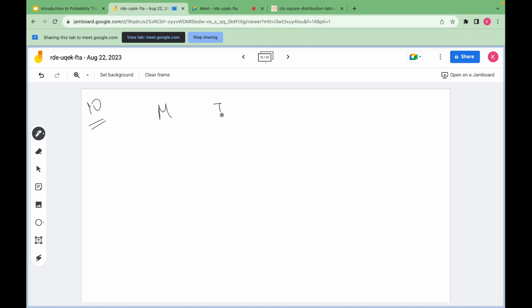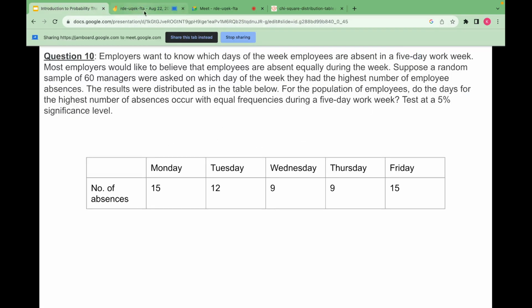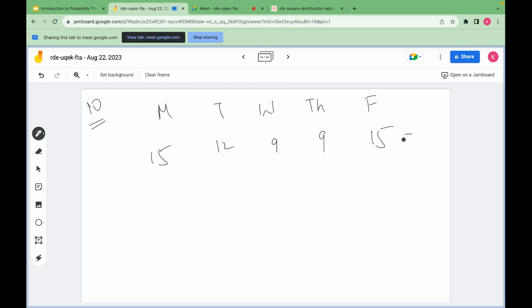So for Monday, Tuesday, Wednesday, Thursday, Friday, data is given something like this. 15 people are absent on Monday, 12 on Tuesday, 9 on Wednesday, 9 on Thursday and 15 on Friday. This is 60 total, I guess. 15 plus 30. What is this number? This is 60.